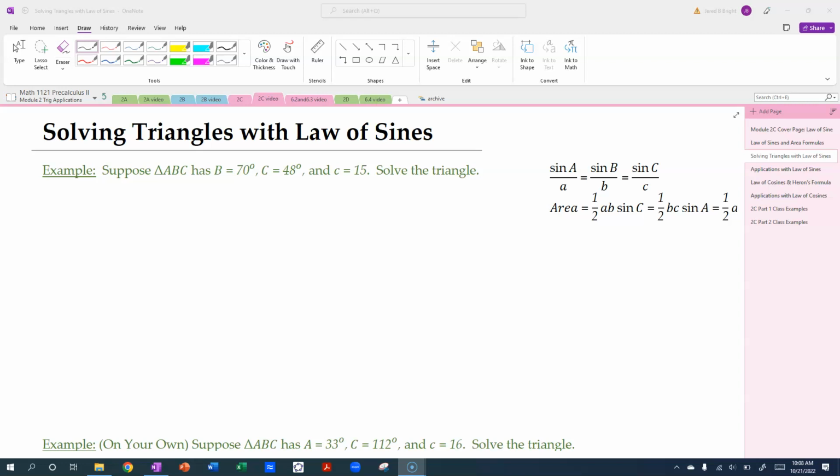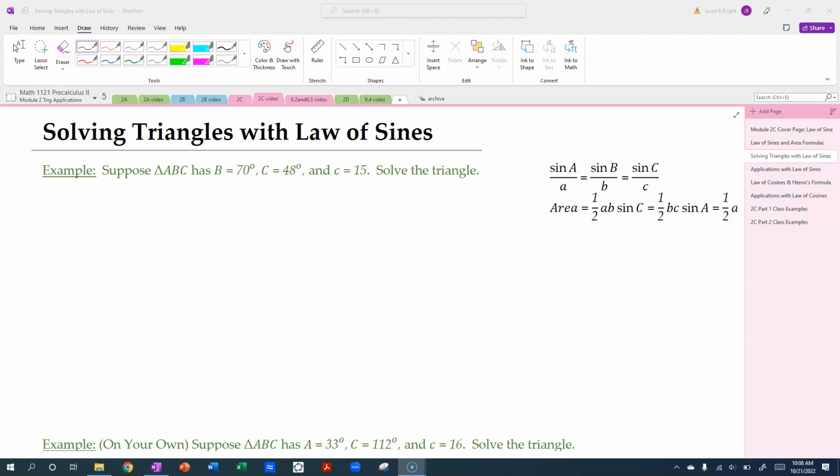Having just discussed the law of sines, I think it's about time that we get some practice with some examples. So here we go. We have a triangle ABC and it has some information given to it. And it says solve the triangle. So that means find all missing sides and angles, etc. Complete the triangle, in other words.